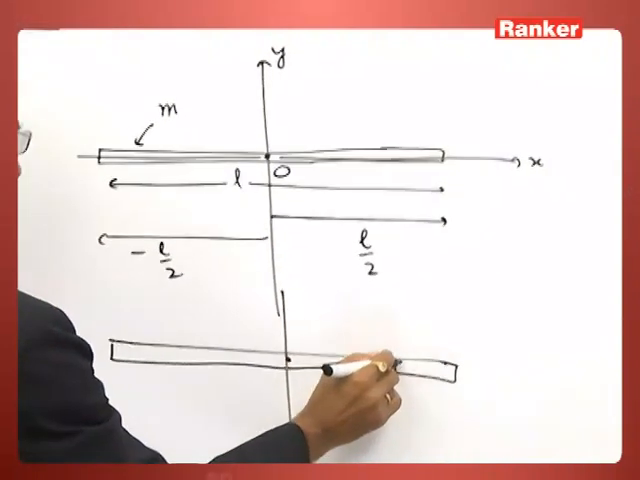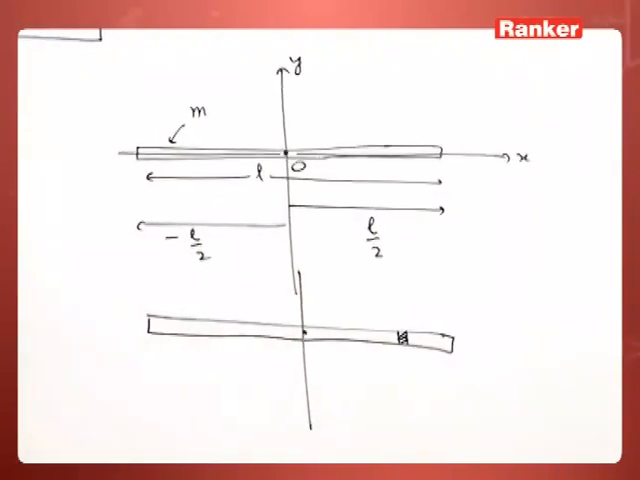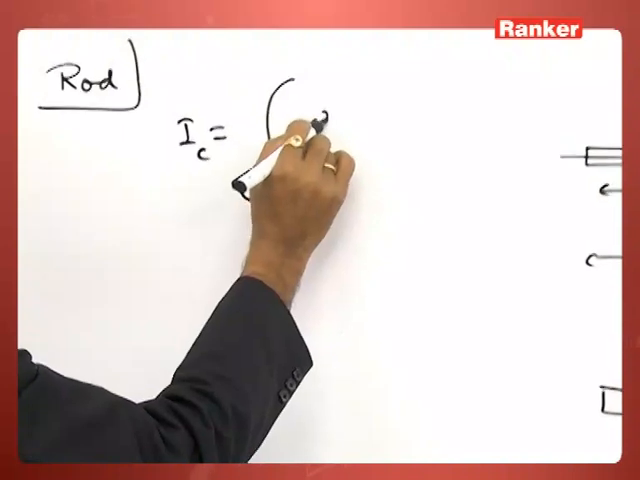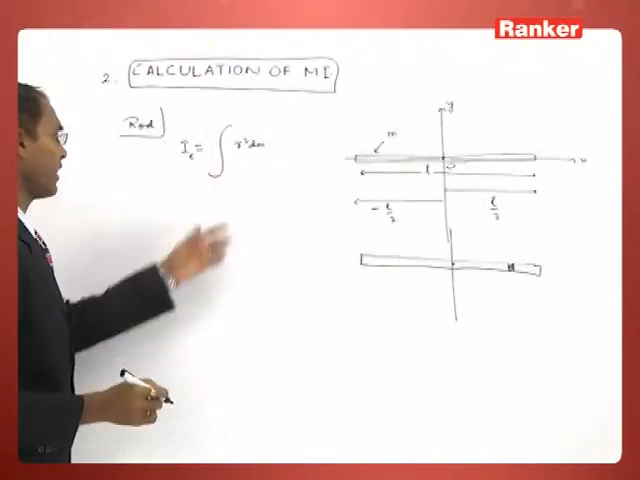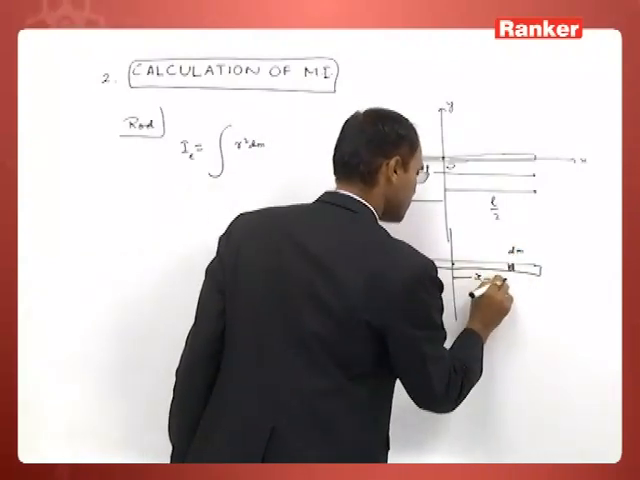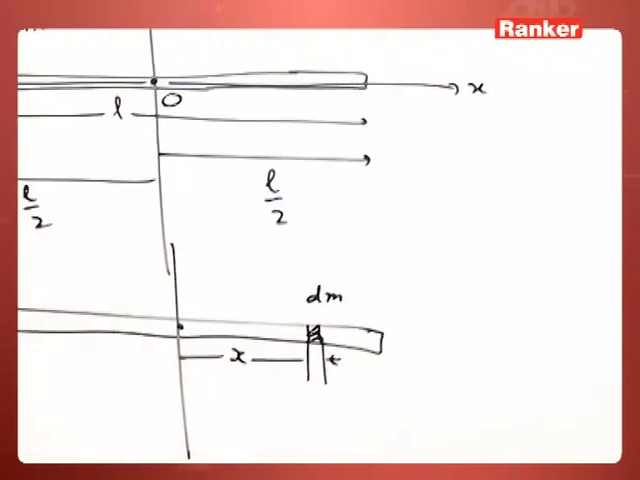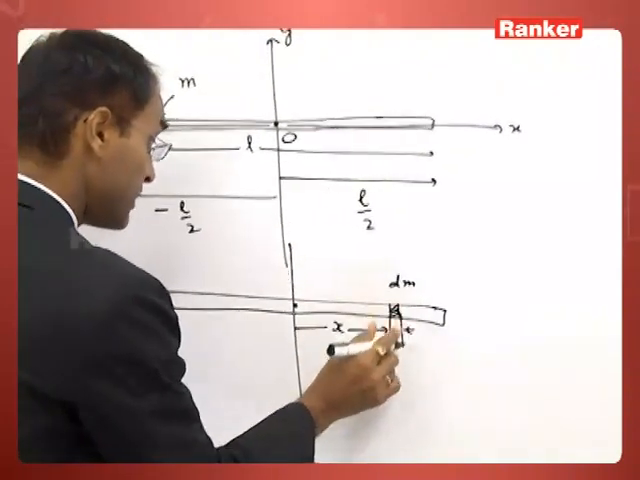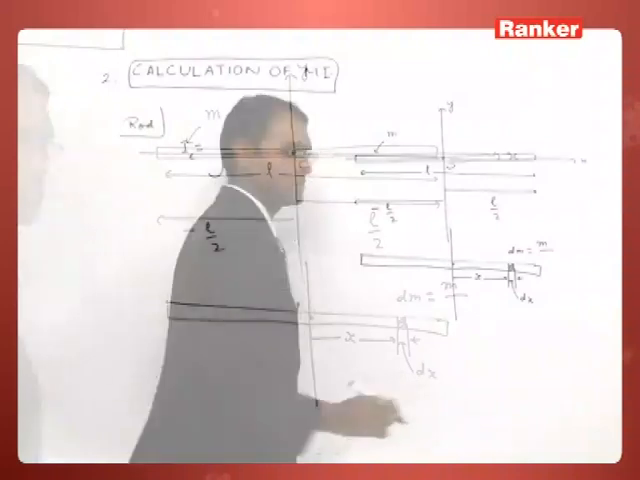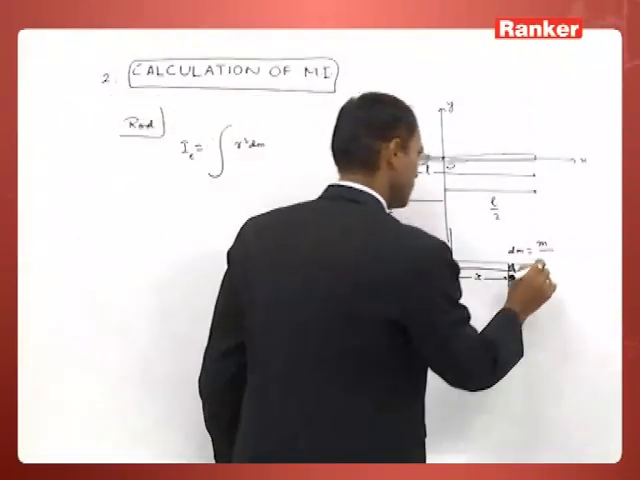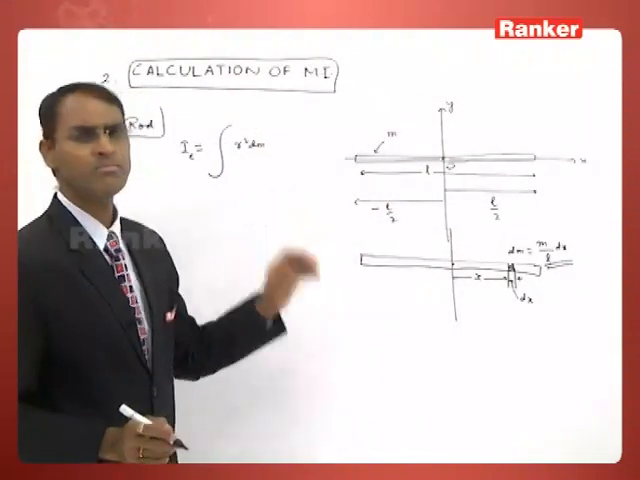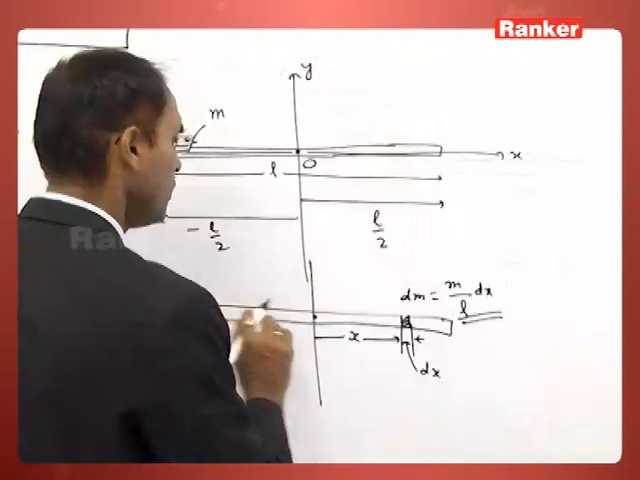Therefore, for a continuous mass distribution, the moment of inertia about the center of mass can be written as the integral of r square dm. Take a small segment at a distance of x and let the thickness of the small segment be dx. So, dm is equal to the total mass of the rod by the total length into dx. This condition is valid for a uniform object, a uniform rod.